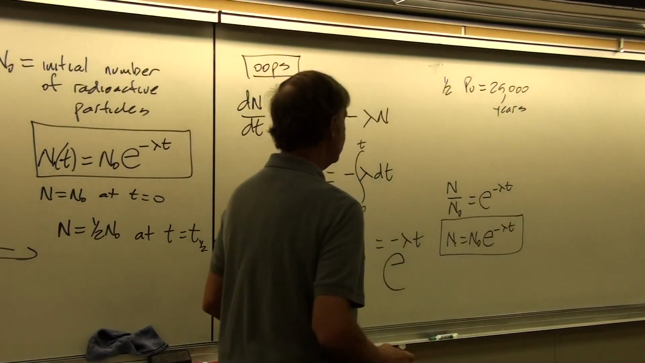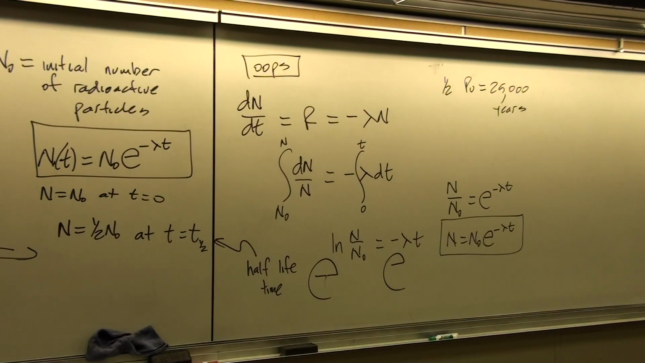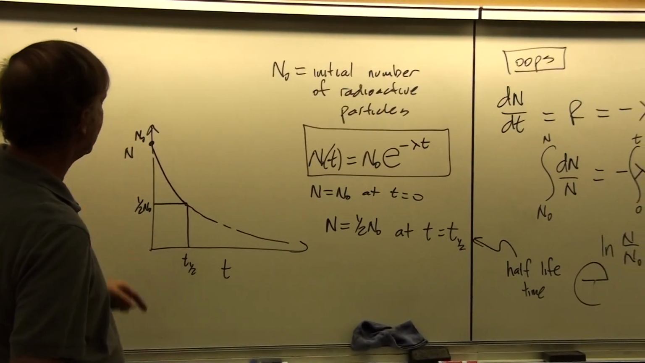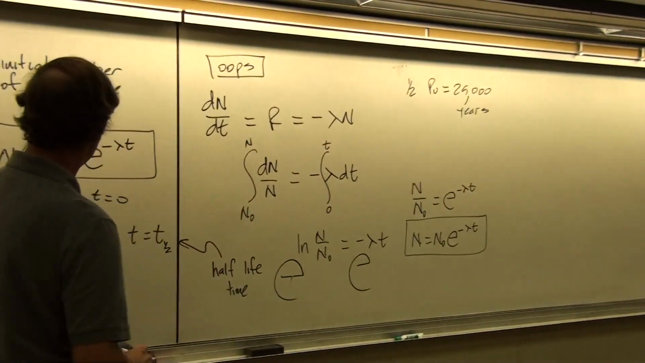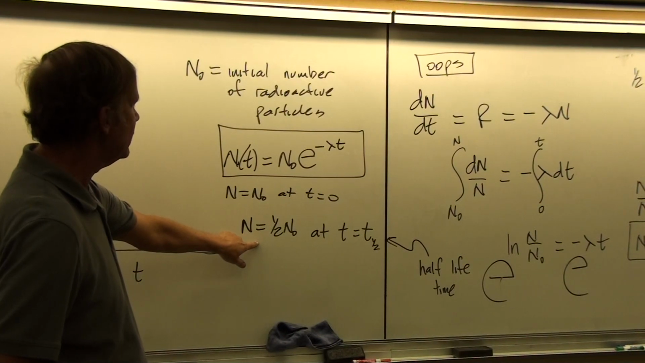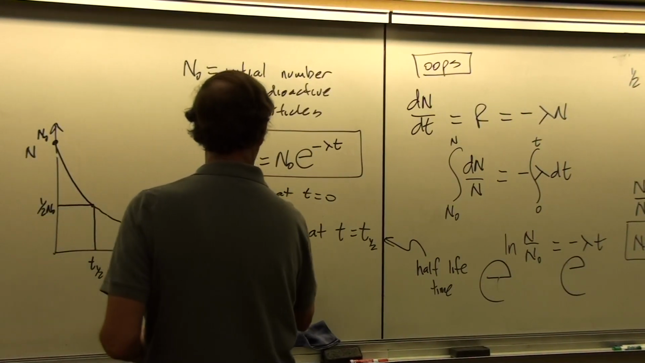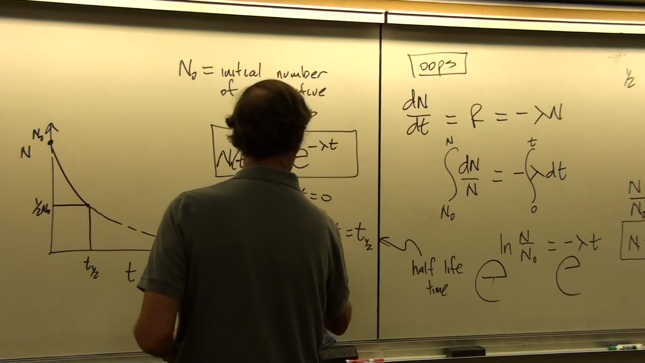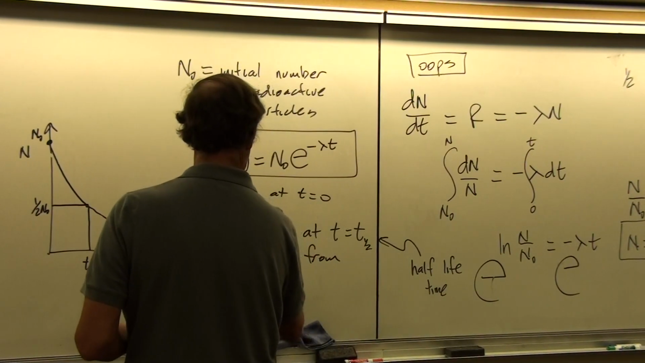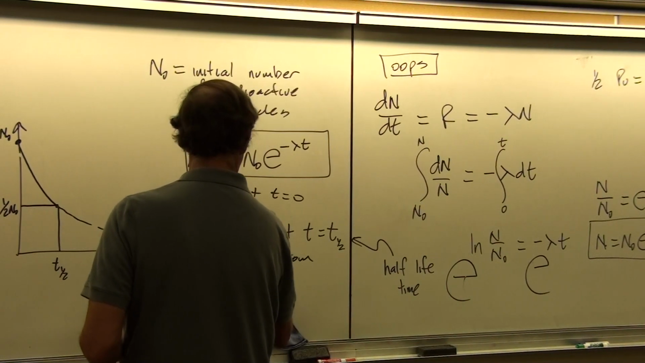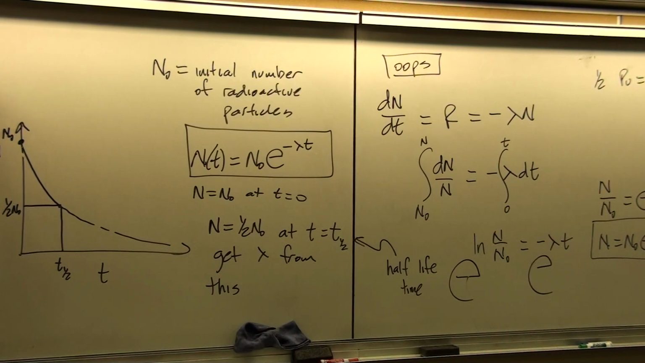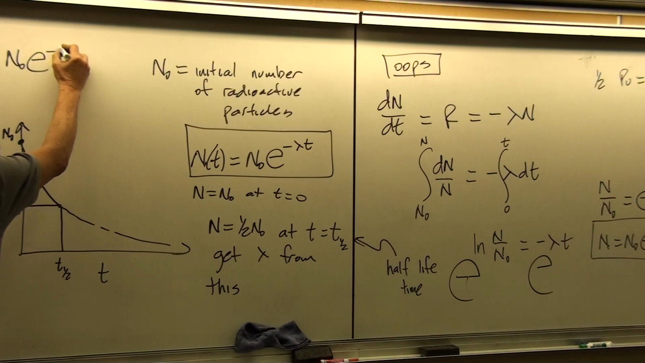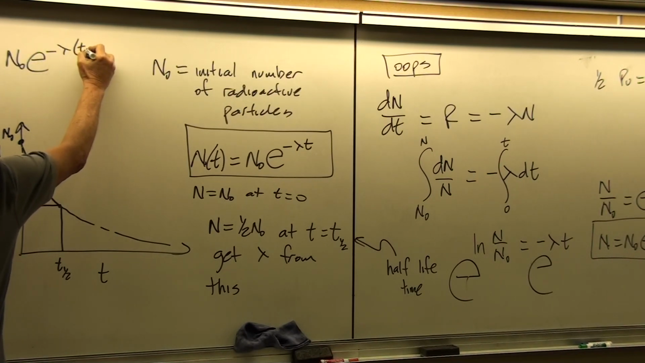So, to specify the particular curve that we're looking at, we need to know what the decay constant is, the lambda value. And we can get lambda from this information here. So let's do that. If we write in for the half-life time period, 1/2 N naught equals N naught e to the minus lambda times t 1/2.